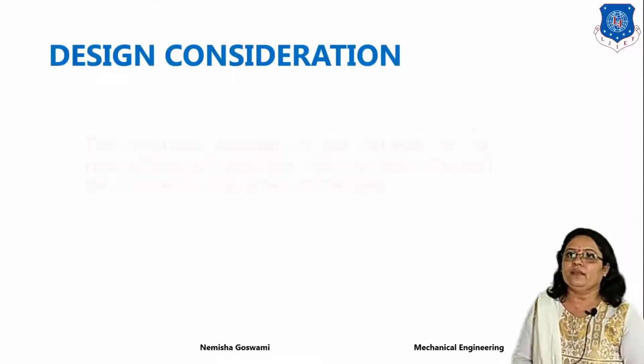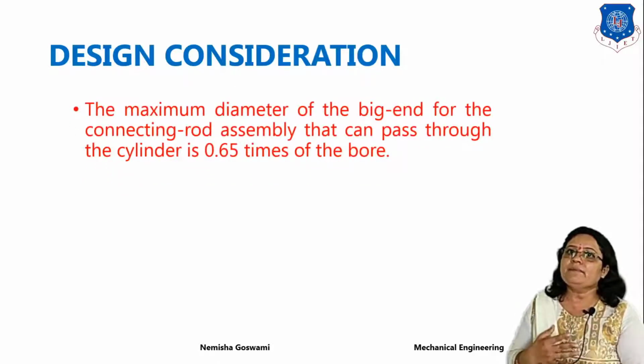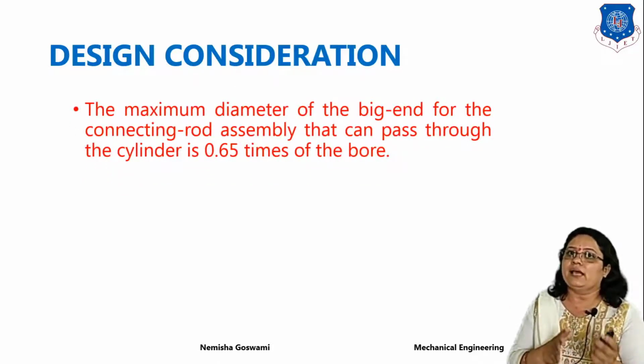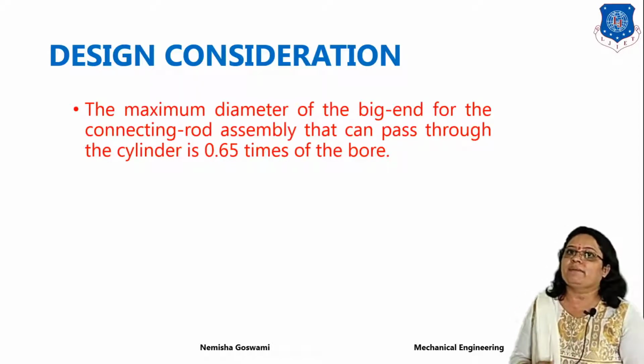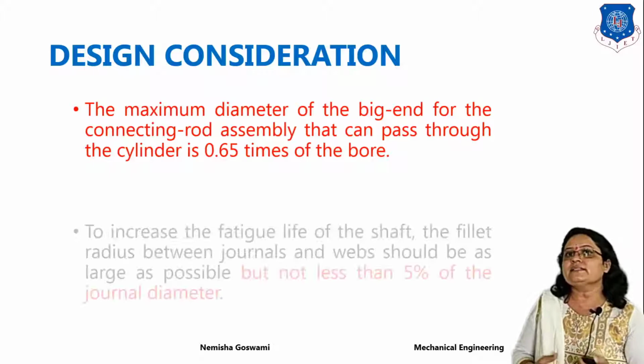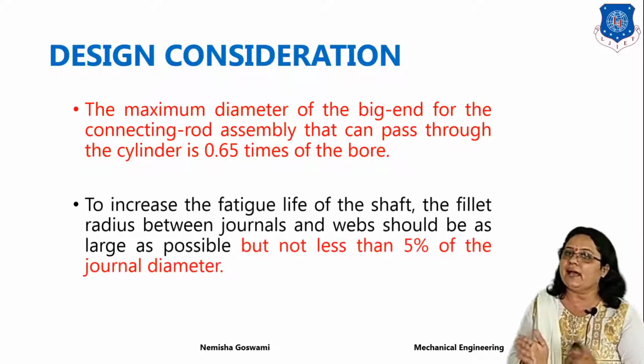Next, the maximum diameter of the big end of the connecting rod assembly that can pass through the cylinder should be 0.65 times your bore. So these are the standard data. We have to use these data as they are.